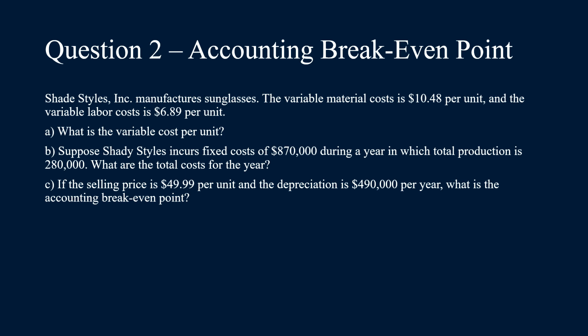Let's go ahead and read the question. It says, Shade Styles Incorporated manufactures sunglasses. The variable material cost is $10.48 per unit, and the variable labor cost is $6.89 per unit. So we got three parts to this. A, what is the variable cost per unit? Okay, well, that's going to be very simple.